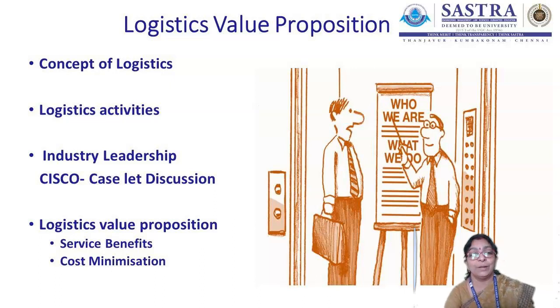So what I would like to suggest, based on the caselet example of Cisco that I shared, is that a company can obtain a strategic advantage based only on a logistical competency, which will make the company acquire industrial leadership in its industry competition. So this is what I would like to present in the context of the logistics value proposition.